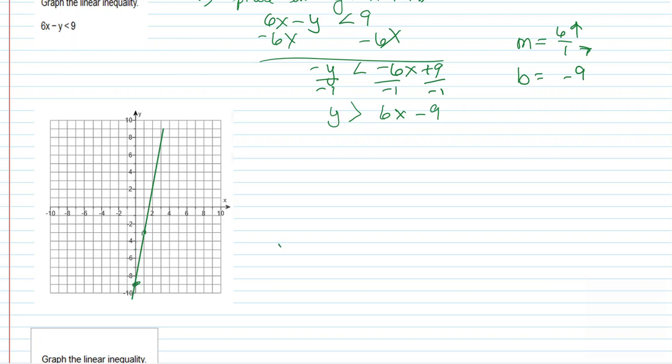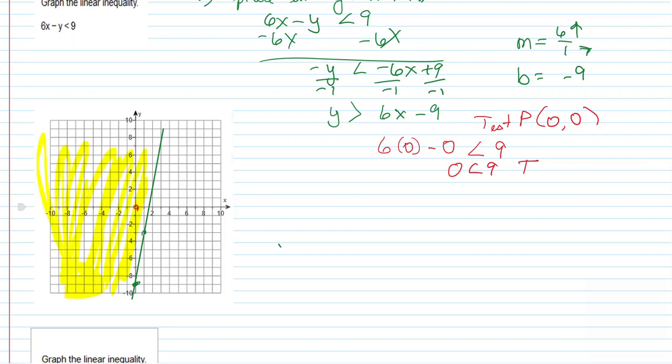And we're going to do the test point 0, 0. All right. So I'm going to use my original. 6 times 0 minus 0 is less than 9. And I'm going to have 0 is less than 9 is true. So this means I have any value that's found in the graph area above that line.